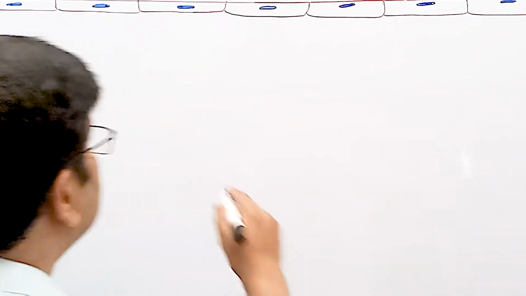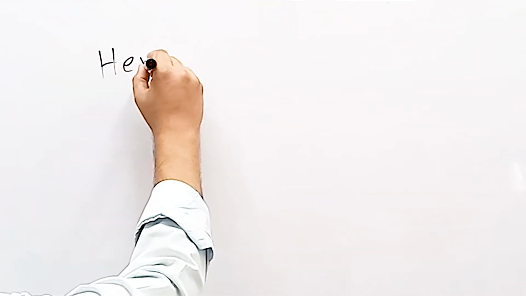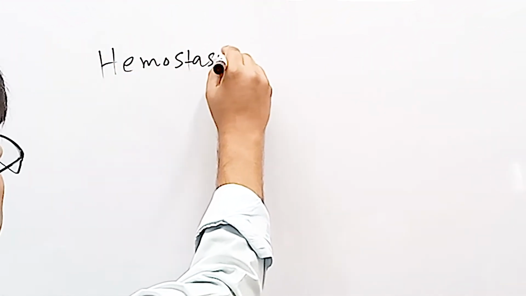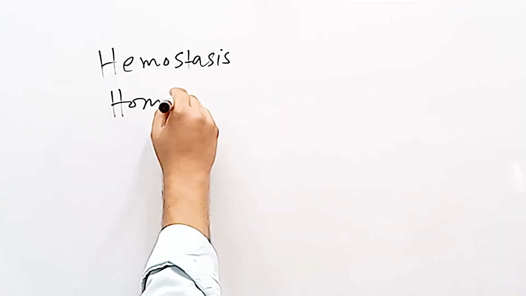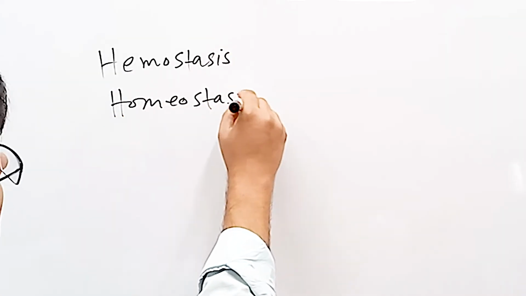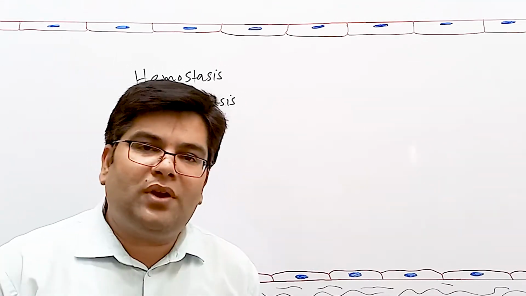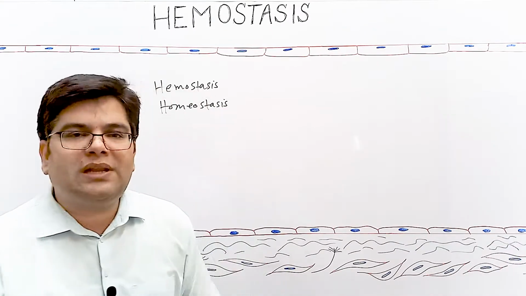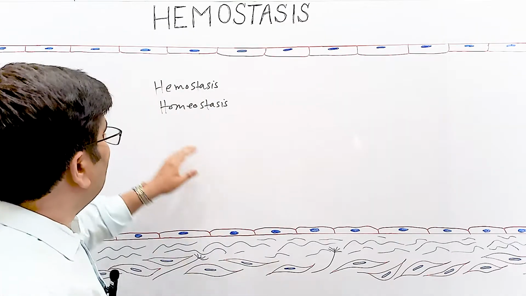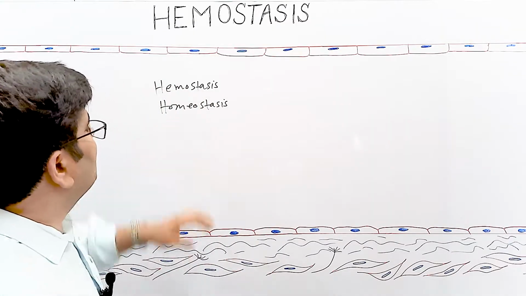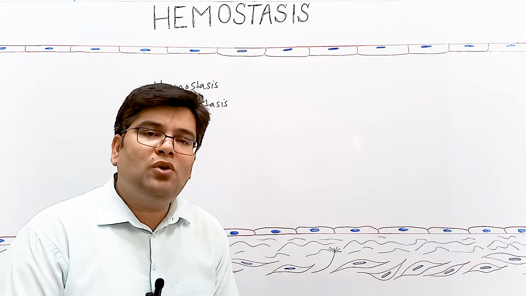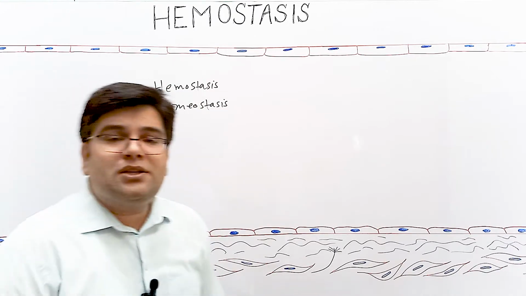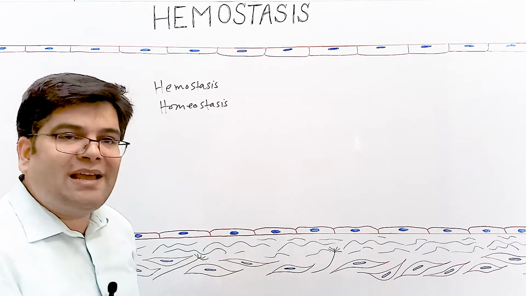This word hemostasis should not be confused with the word homeostasis, which is maintenance of internal environment within a constant range. For example, regulation of your body temperature, regulation of blood glucose level, blood calcium level, they are all examples of homeostasis. But the word hemostasis is stoppage of bleeding after a vessel is damaged.